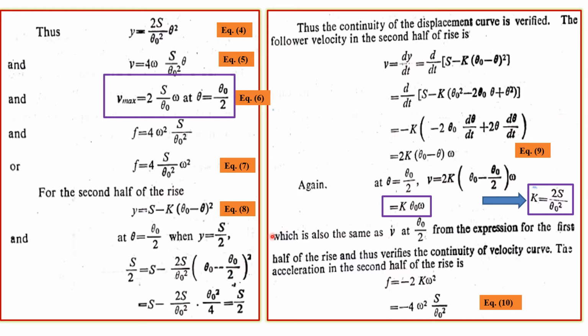So finally what we get is that s by 2 is balanced by the right hand side, equal to s by 2. It means the continuity of the displacement curve is verified using this equation number 8.